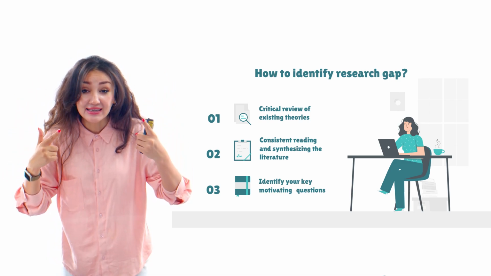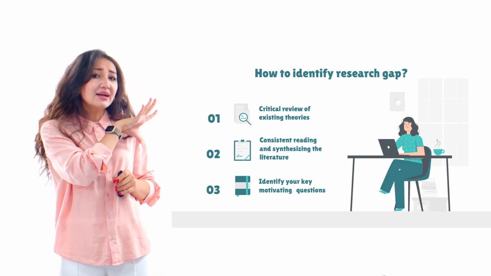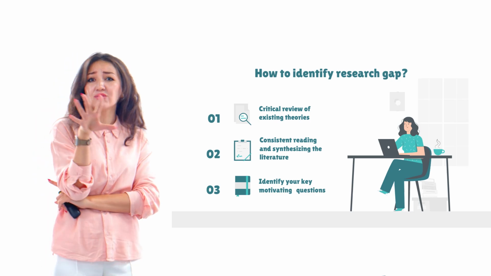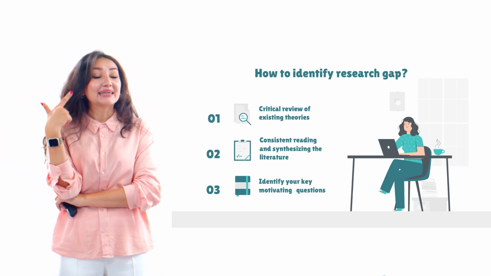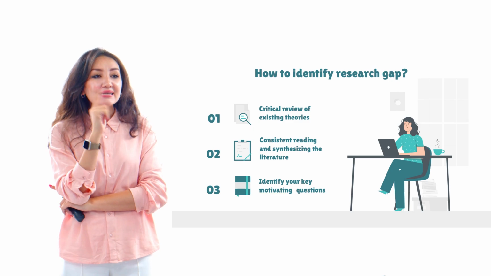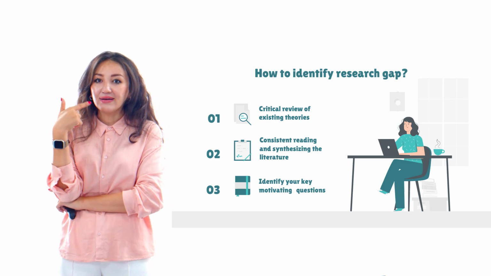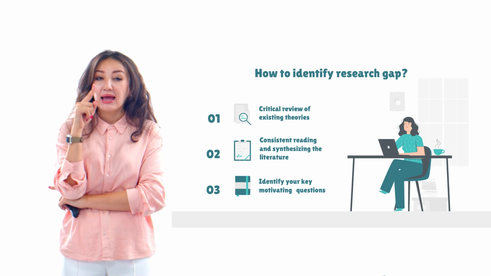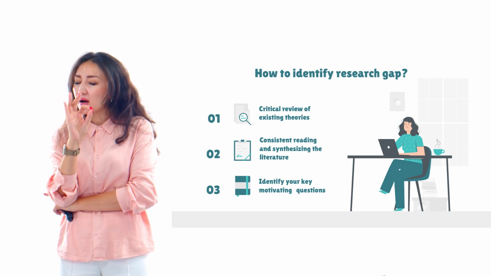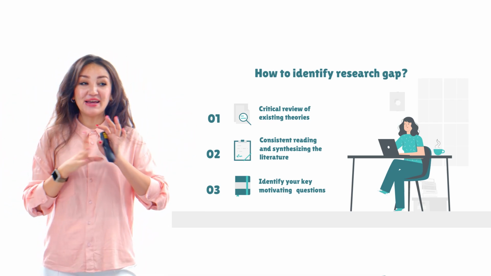Critical review of existing theories means you raise a question whether this theory is applicable in order to analyze this topic or not. Wait, this theory was not applicable. This theory was probably better to analyze another topic, right? So critical review is really important. The second section is consistent reading and synthesizing the literature. Consistent reading means always consistently reading the same topic and synthesizing whether this topic fully covered the problem or not. That's very important.